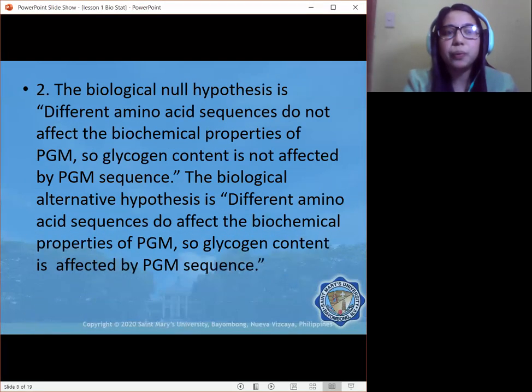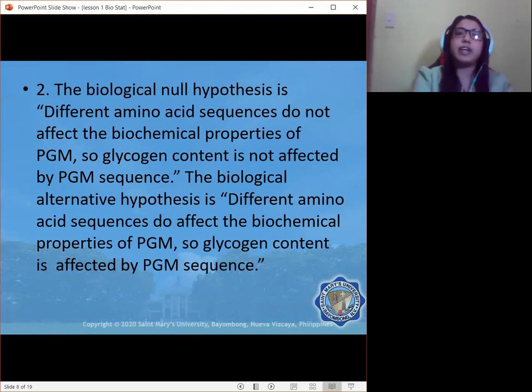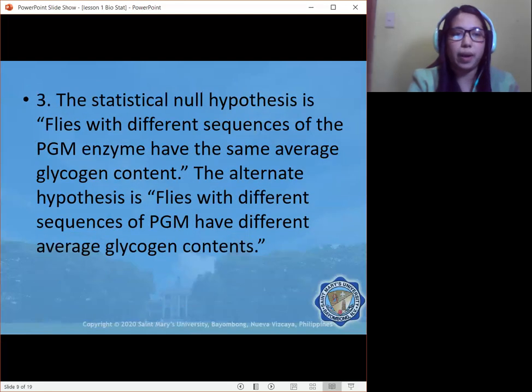And then for step 2, they constructed a biological null hypothesis. The biological null hypothesis is that different amino acid sequences do not affect the biochemical properties of PGM, so glycogen content is not affected by the PGM sequence. The biological alternative hypothesis is that different amino acid sequences do affect the biochemical properties of PGM, so glycogen content is affected by the PGM sequence.